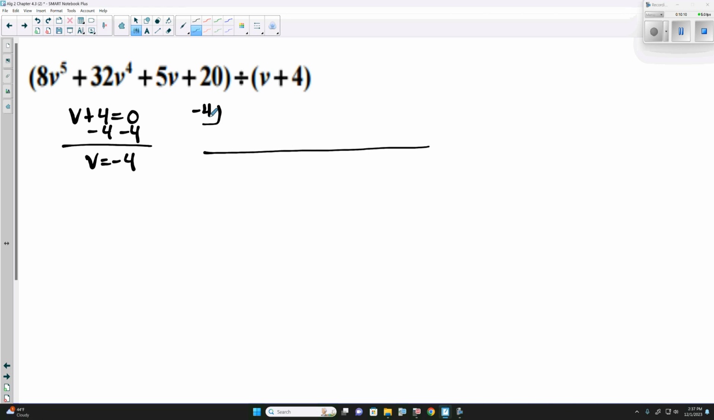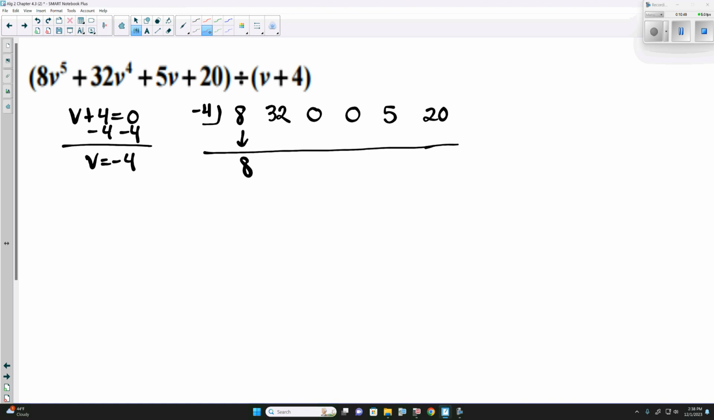Numbers across the top. We'd have 8 for v to the 5th, 32 for v to the 4th. We would have 0 because we don't have a v to the 3rd. Then 0 again for v squared. And then 5 and 20. We're not going to put any of the variables, we're just picking the numbers. We get this here. Our next step is to drop the 8 below the line. Questions on this so far?